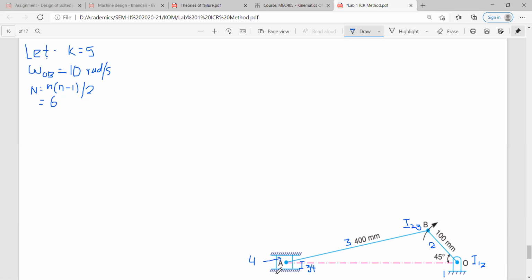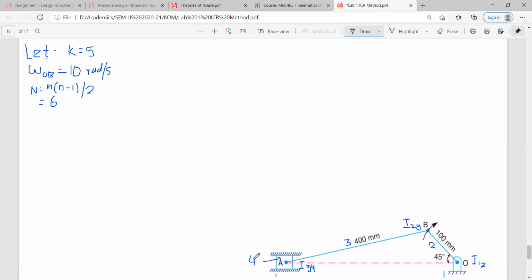What kind of connection is there between link 4 and link 1? It is the sliding type of connection. This connection allows the slider, that is link 4, to slide over link 1. Link 1 is the fixed link.